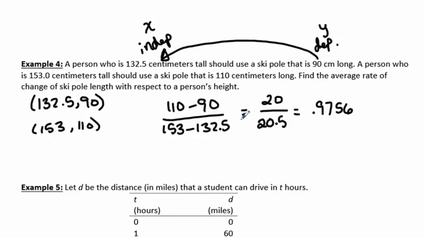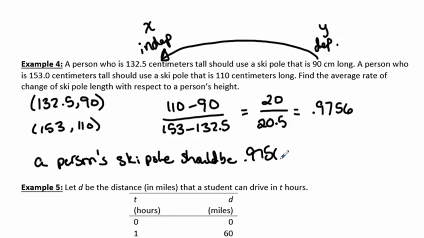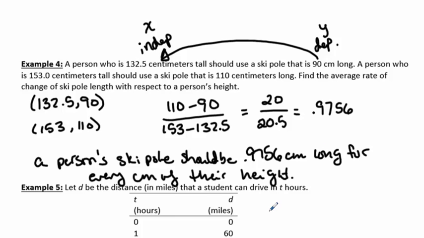0.9756. And because the units on both of these are centimeters, we're going to want to write out our units in a sentence. A person's ski pole should be 0.9756 centimeters long for every centimeter of height. So the units are centimeters long per centimeters tall.